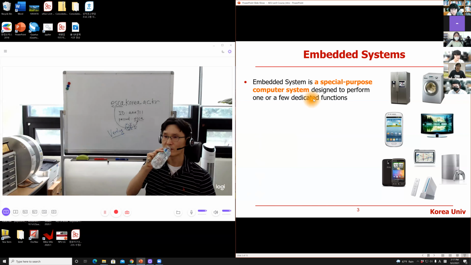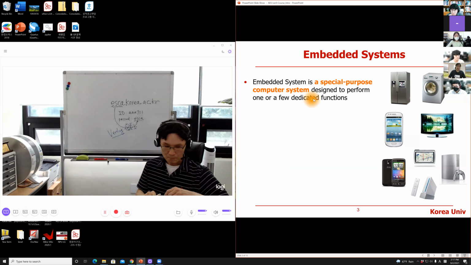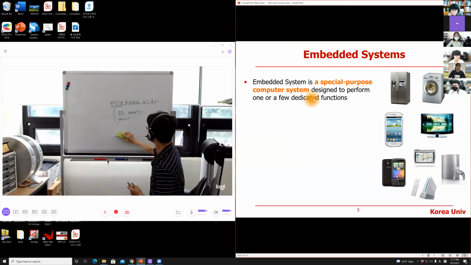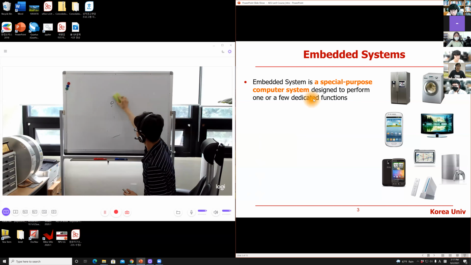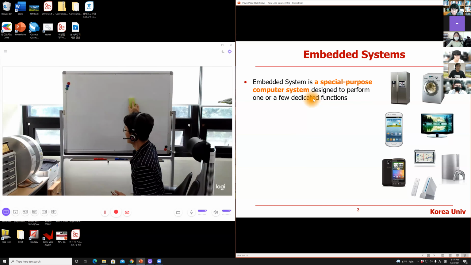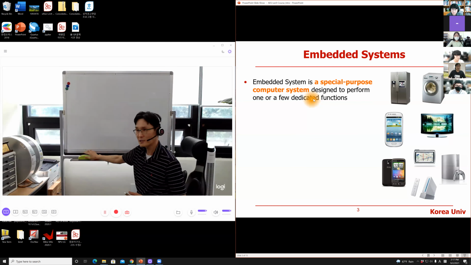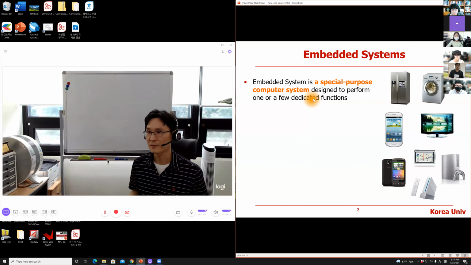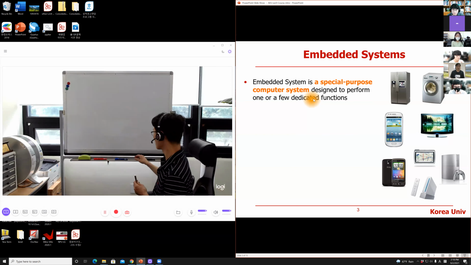Embedded system. An embedded system is a special purpose computer system designed to perform one or a few dedicated functions. Okay, what is an embedded system? First, an embedded system is very simple. It is still a computer system, still a computer. An embedded system is nothing but a computer. It really is.